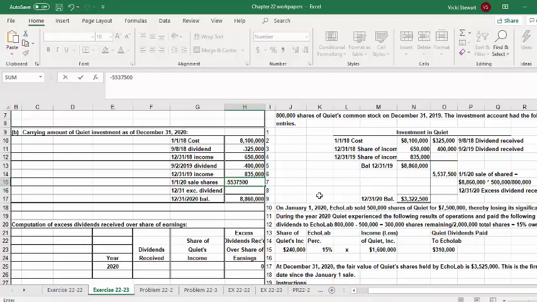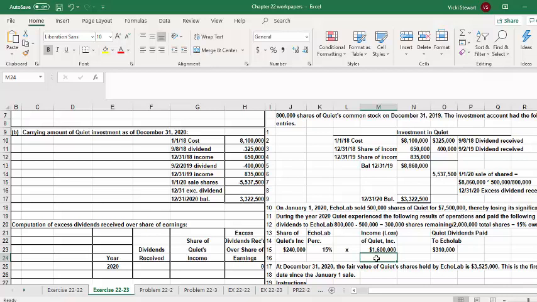The next thing the problem states is that we have received dividends of $310,000 from Quiet. When we change from the equity method to the fair value method, we are required to track our dividends and our percentage ownership in the investee's net income to determine if we have received any excess dividends that we consider to be liquidating dividends that we're required to reduce the investment account by.